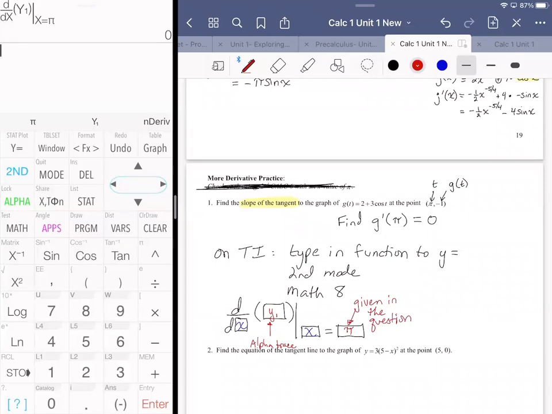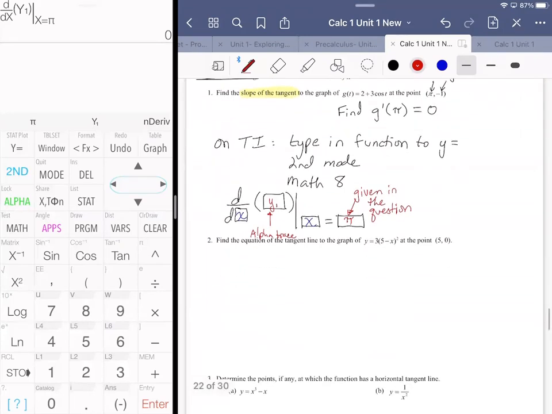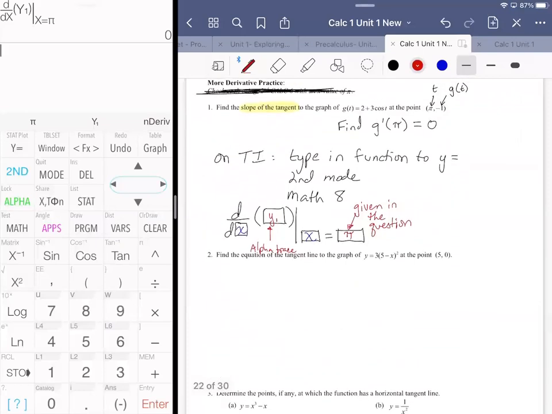That could be a little trickier on the TI, but honestly, if it means taking a picture of your calculator screen and submitting that, in the end that's not a terrible idea, like when you're taking a test. It won't look pretty, but it'll get the job done.